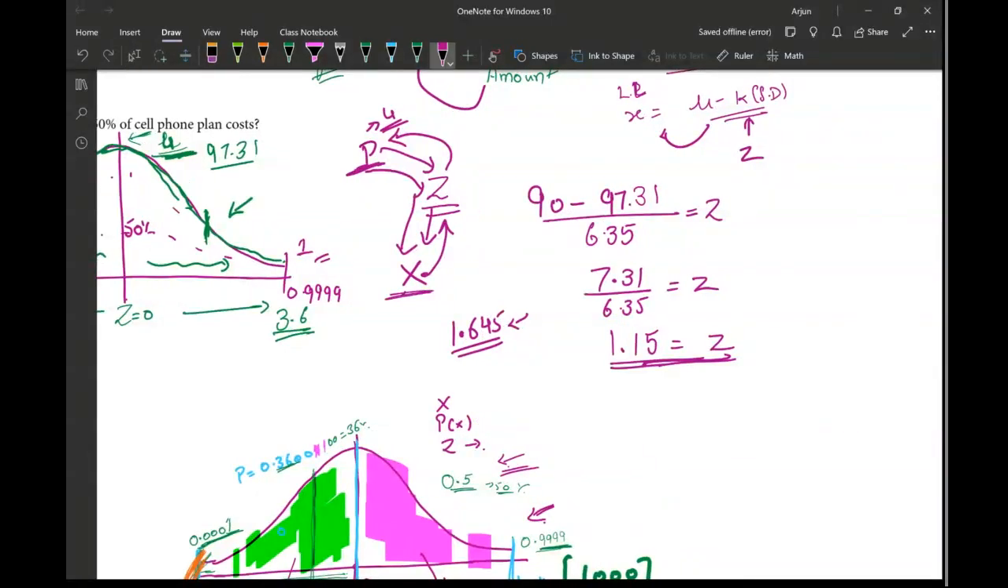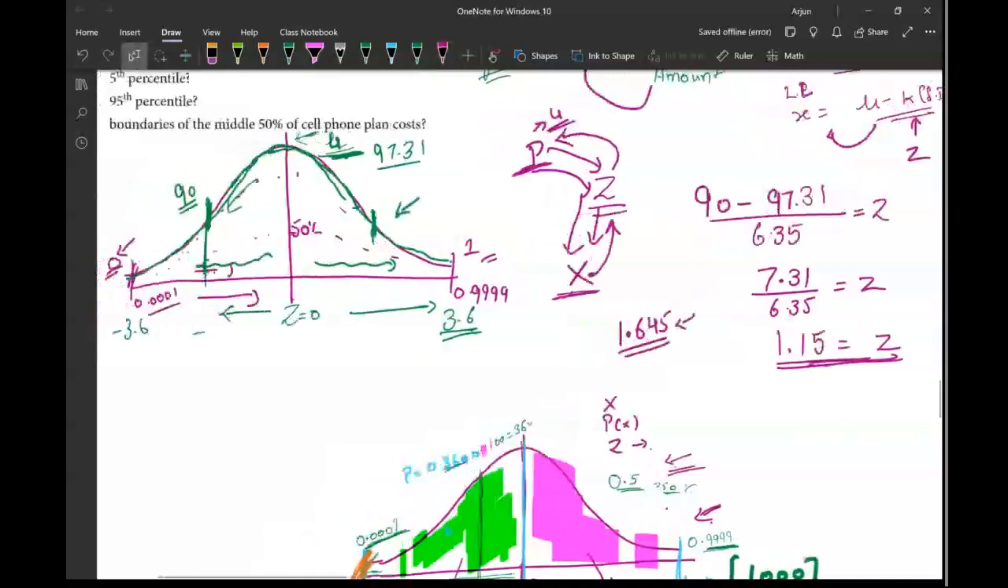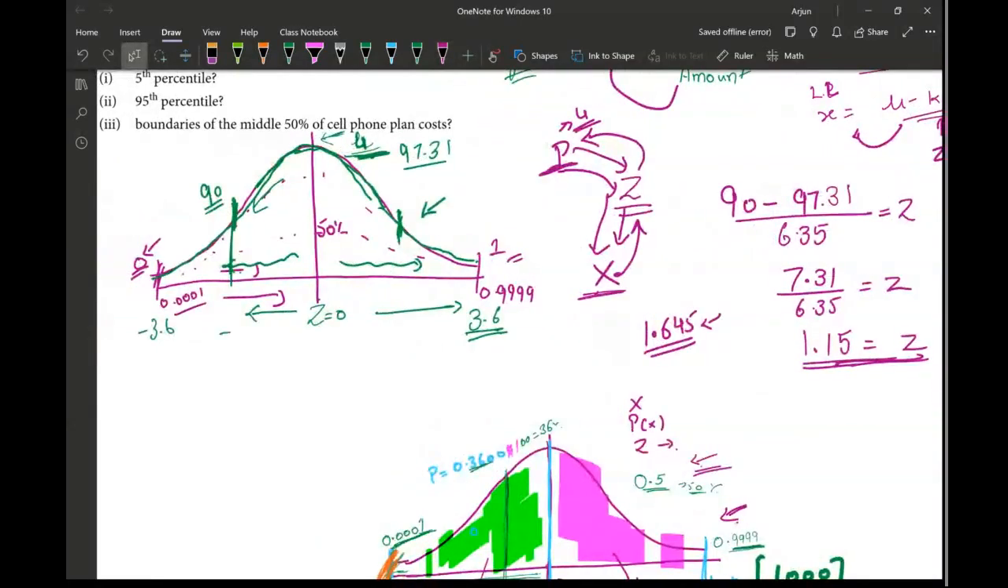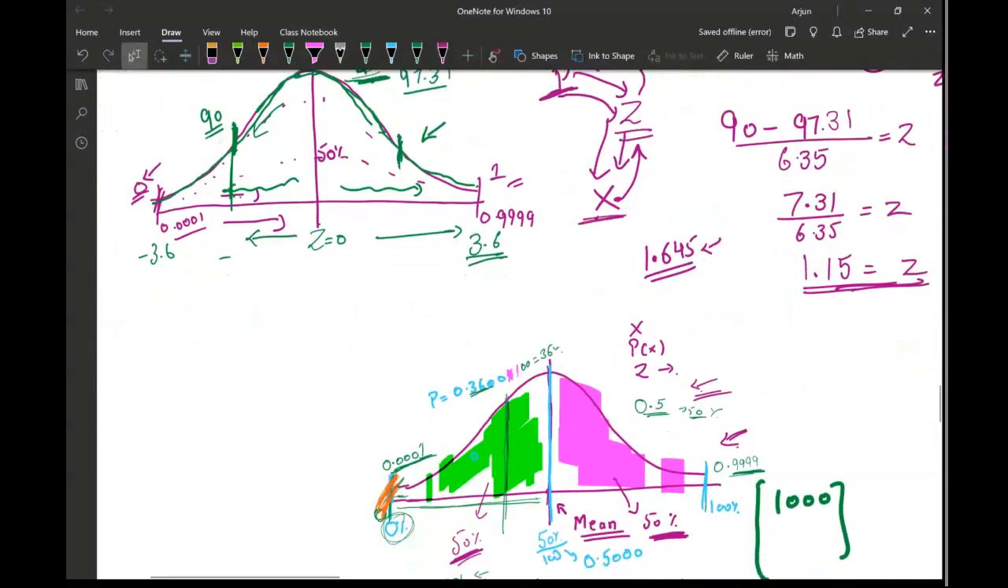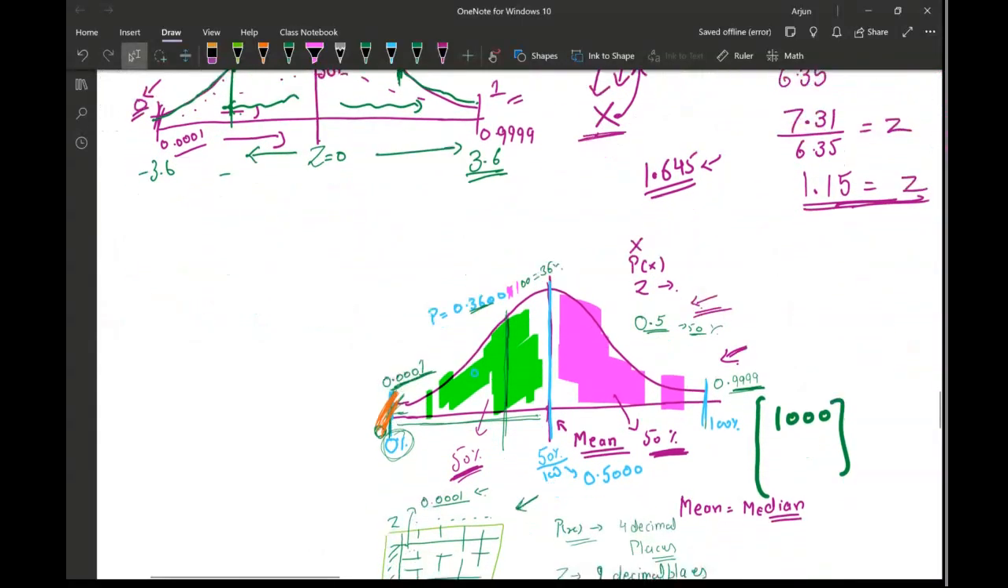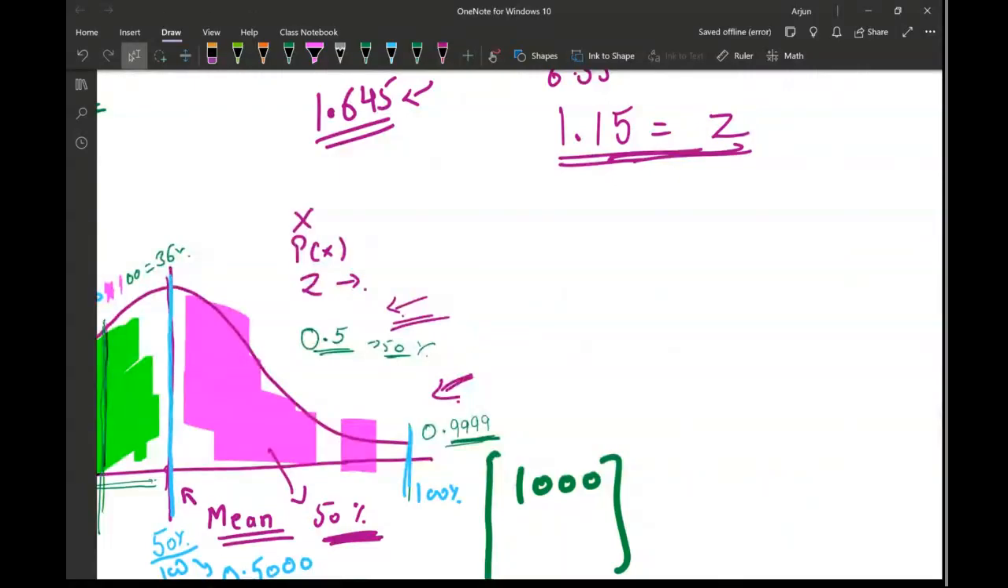And so we figured out the z value, and once we figured out the z value, I will now go and look for the probability. So let me, oops, I need to go back and switch my computer settings, and just give me half a minute and I will be right back with you guys.